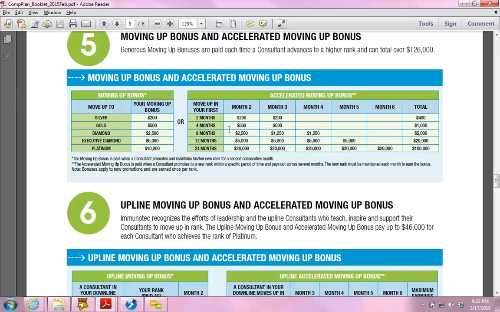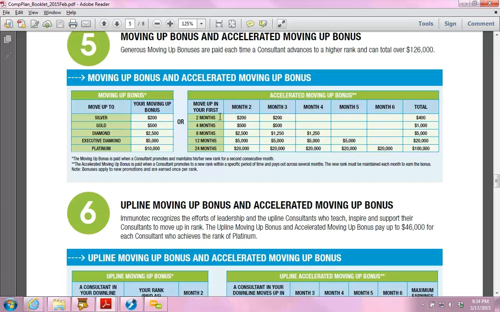Now, the other cool thing is if you can achieve silver quickly. So let's see, Loretta, this is March. And they say in your first 2 months, which means your first full 2 months, so they're not going to count March because you didn't sign up on March 1st. So your first 2 full months in the business are March, April, and May.